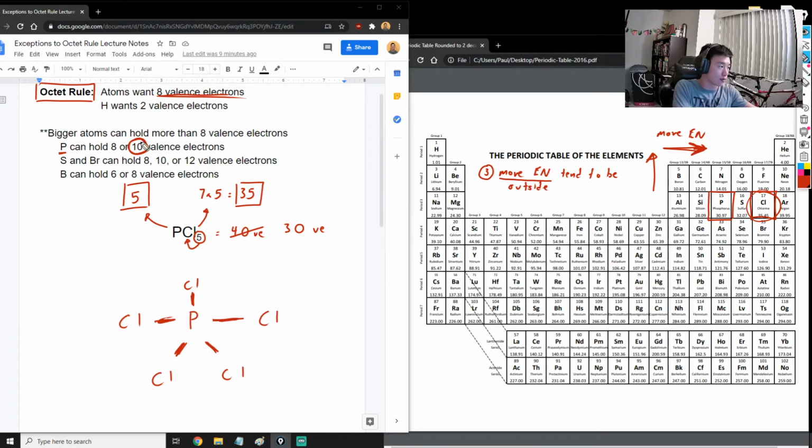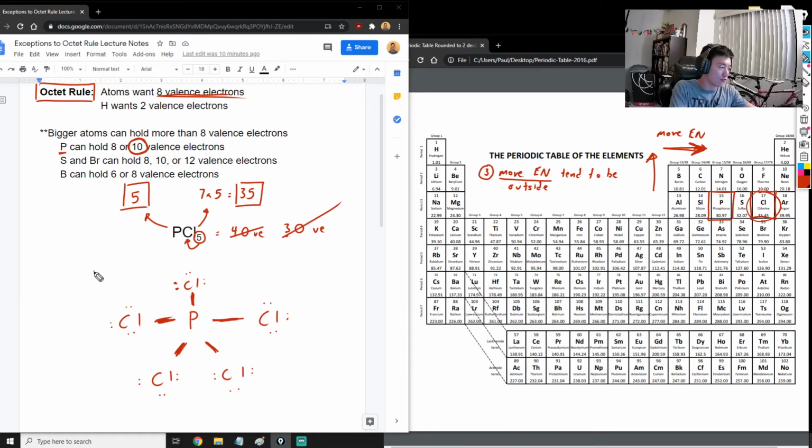All we need to do now is make sure that everything else, because of the octet rule, has 8. So chlorine needs to have 8. Let's start with this chlorine. It has 2, 4, 6, and then the line gives you 8. You kind of get the pattern. You just need to put 6 valence electrons on all of the chlorines. Every chlorine we just added 6 in order to get them to 8. So 6, 12, 18, 24, 30. And so we used all 30.